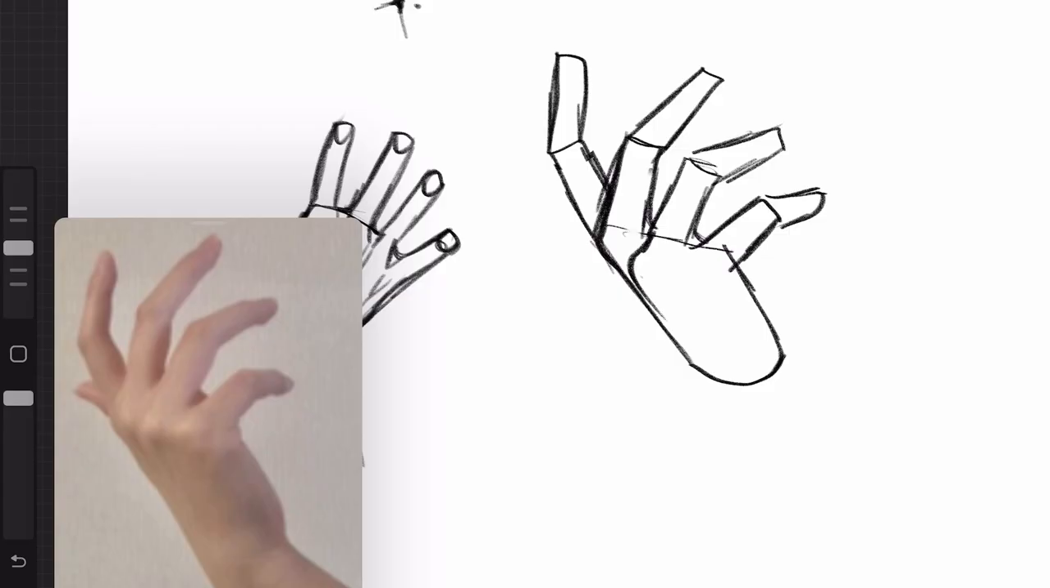Here I am with my knuckles as well again. You will need to remember if you're doing this sort of a pose, there will be one finger or even a couple of fingers that are more obscured by the other fingers.